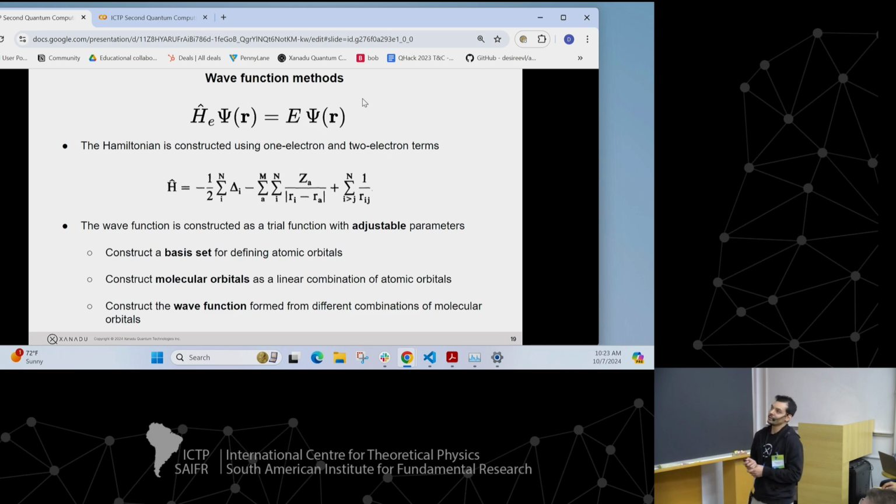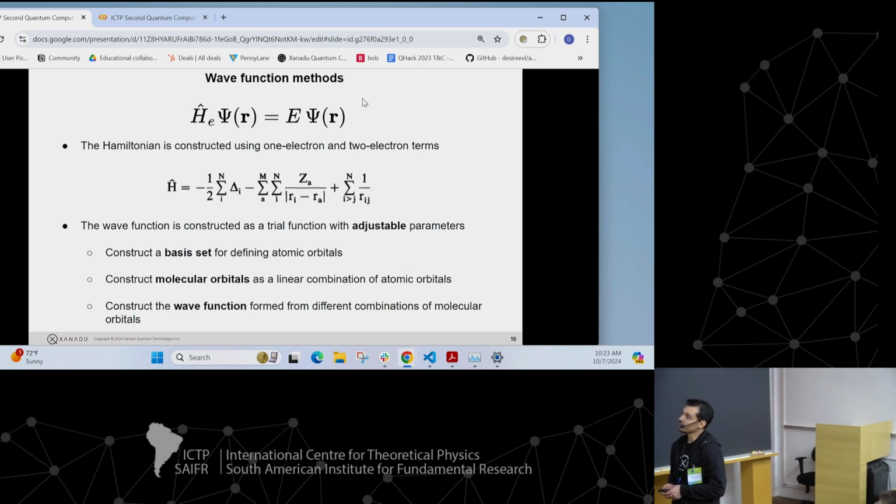This first term over here is, of course, the kinetic energy of the electrons. Here is the Coulomb interaction between electrons and nuclei. And then this other term here is interactions between different electrons, so Coulomb interactions between different electrons.